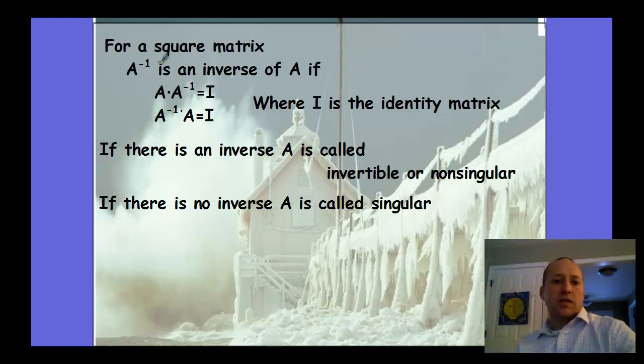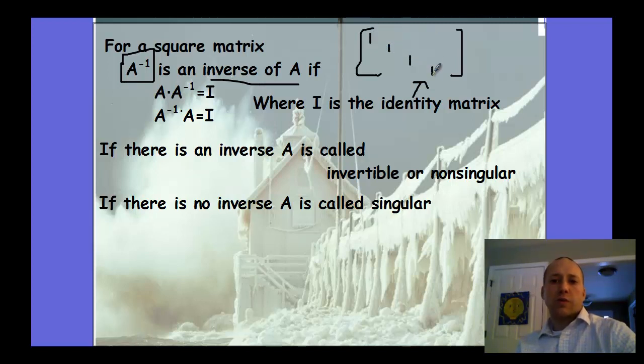For a square matrix, A to the negative 1 as a notation is an inverse of A if A times the inverse is the identity matrix I. Now, I is the identity matrix. In this matrix, the downward diagonals are going to be 1s. Everything else is going to be 0s. I just made a big matrix here to show you how the downward diagonals are 1s and all the other values are 0s. And it's got to be a square matrix.